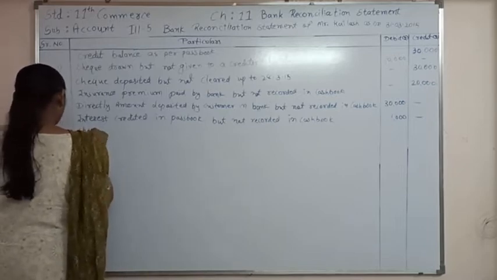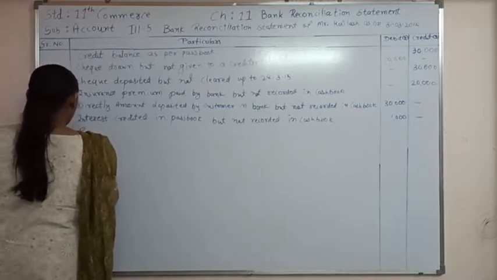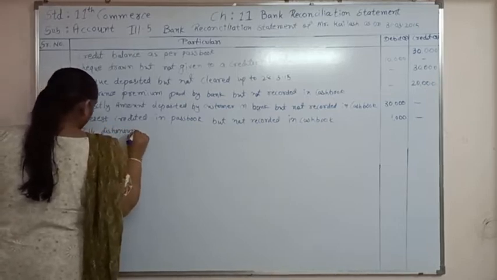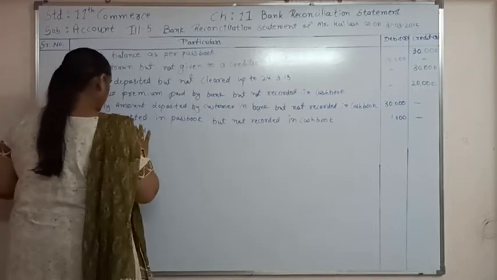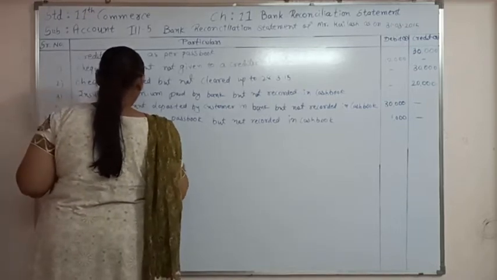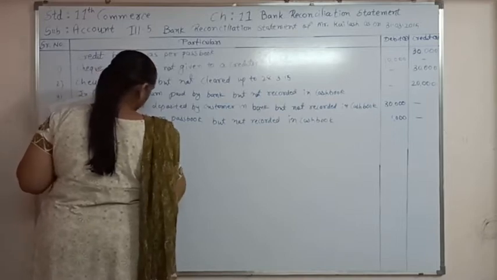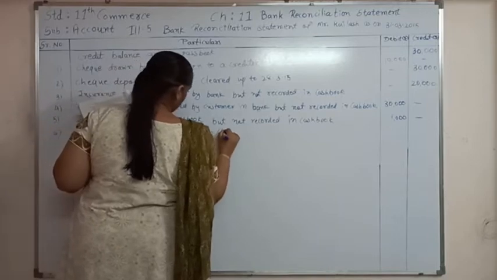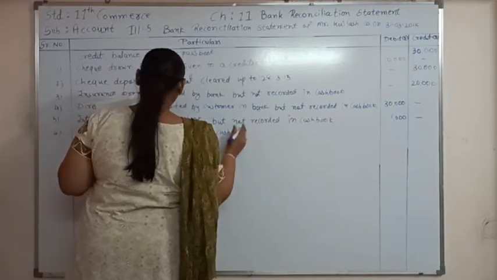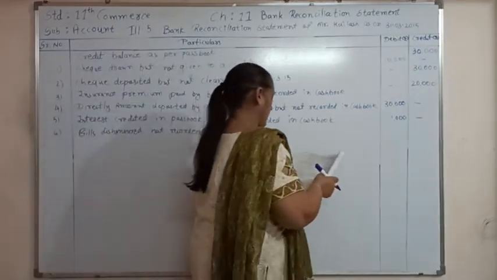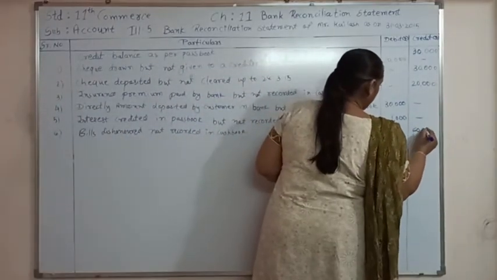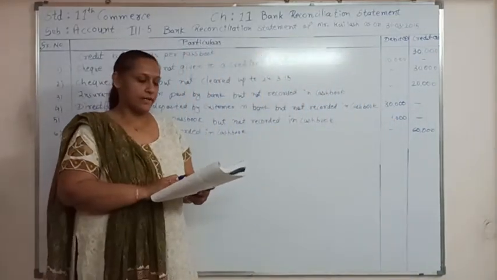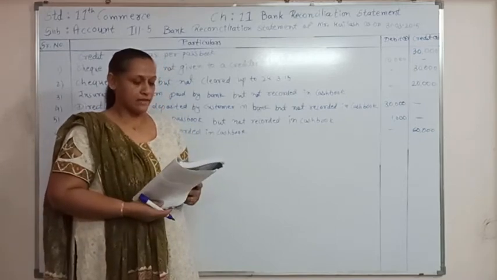Check, I mean to say bills dishonored not recorded in cash book. So that will be of 60,000 that we are going to credit in the bank reconciliation statement.